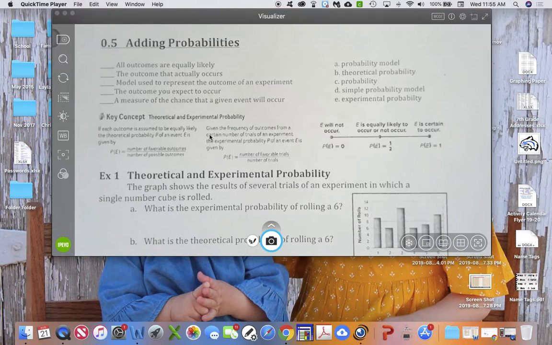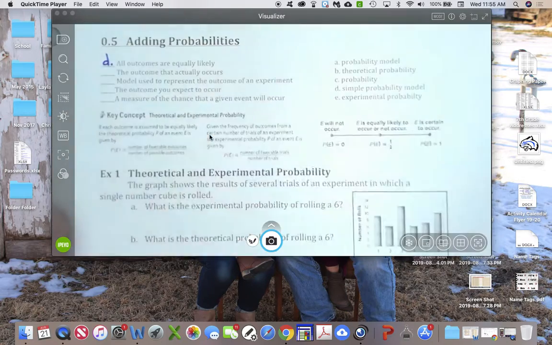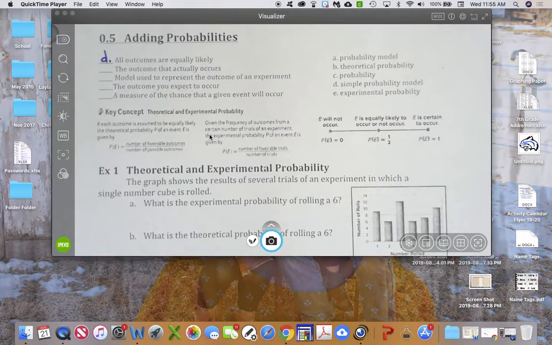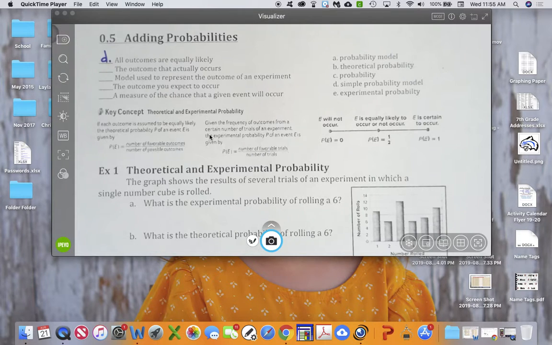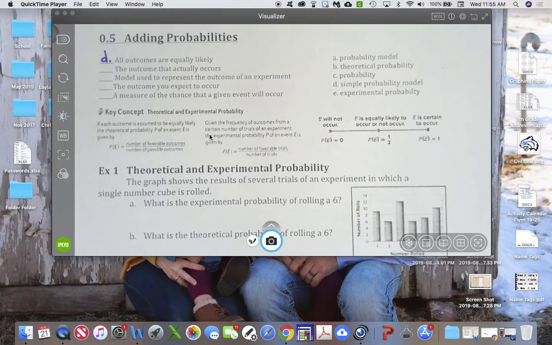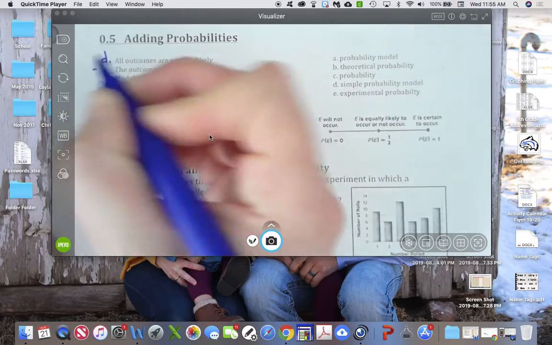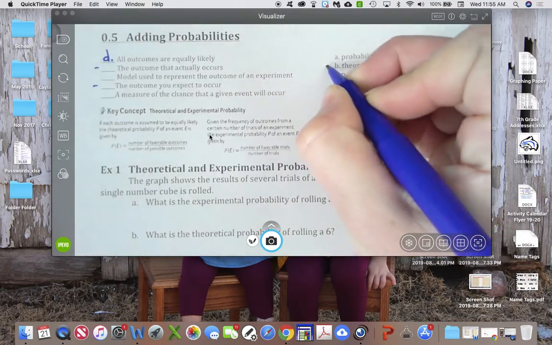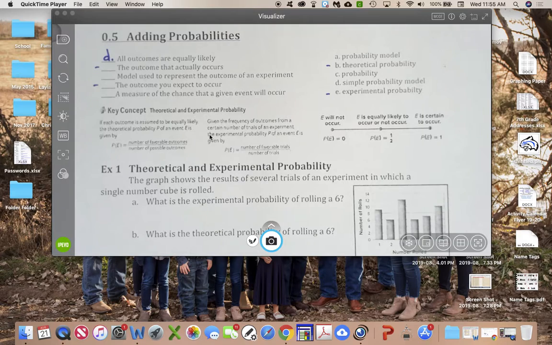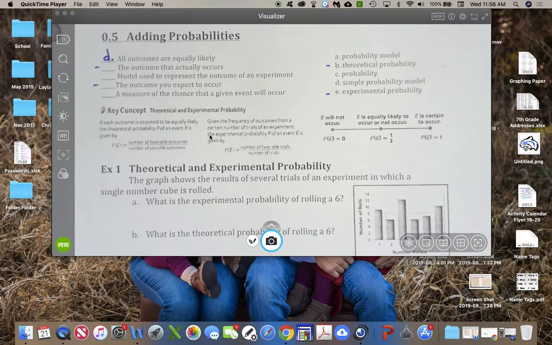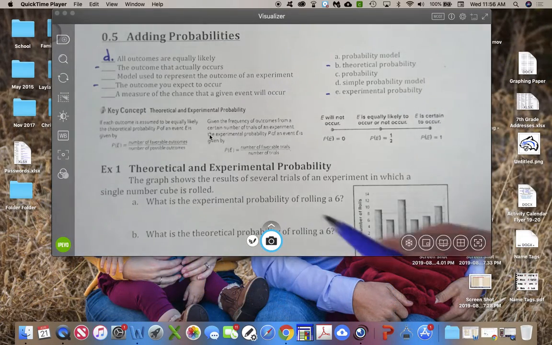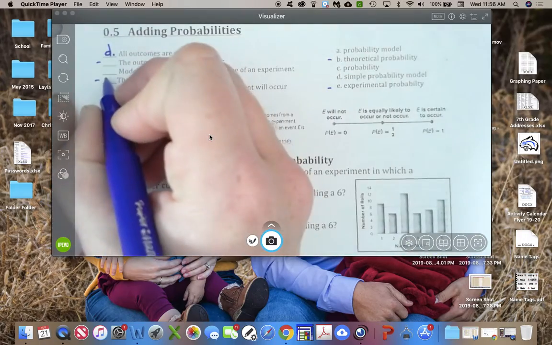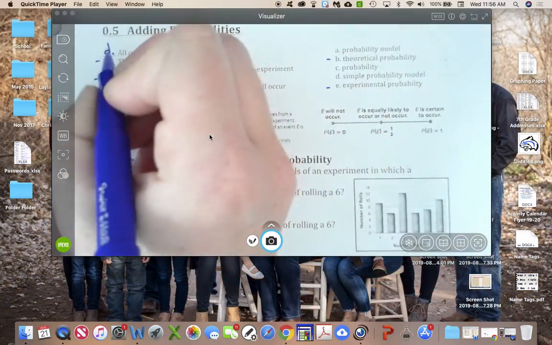Model used to represent the outcome of an experiment. Yep, simple probability model. Okay, the outcome that actually occurs and the outcome you expect to occur, those two kind of go together. One of them is experimental probability and one of them is theoretical. In the word theoretical, you hear theory. So in theory, what should happen? That goes to the theoretical probability. The outcome that you expect to occur is theoretical. The outcome that actually happens is what happens in the experiment.